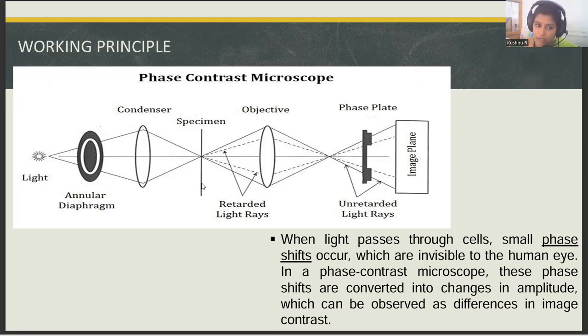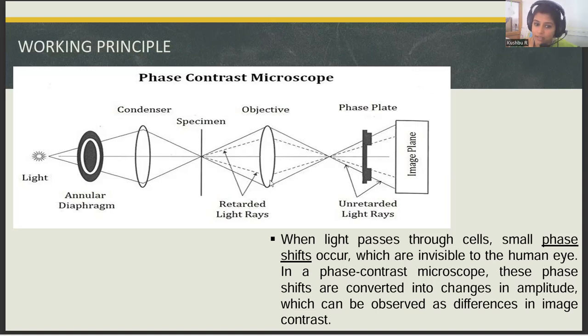After this is the specimen. When the light passes through the specimen, two types of light are produced. That is, the light wavelength or the pathway is distinguished. The light gets differentiated as the retarded light ray and the unretarded light ray. Once it hits the specimen, a phase shift is created, and that will enable us to quantify the phase shift. This phase shift is then converted to amplitude, and the difference between the retarded light ray and the unretarded light ray will help us produce a final magnified image.